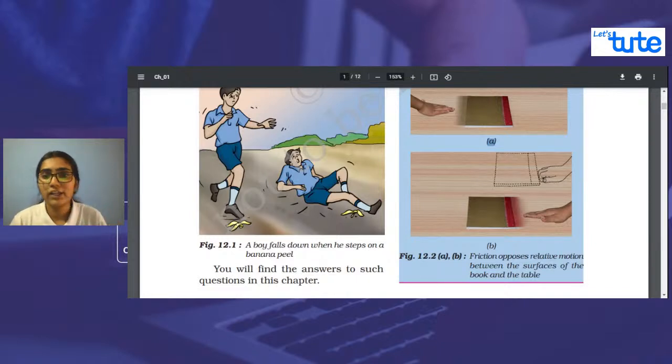So, point number one, you have to know that friction acts when two surfaces are in contact. Friction is an opposing force, it acts in the opposite direction, and friction opposes the motion between two objects. So if there are two objects, friction opposes relative motion. See, it's given there. Friction will oppose relative motion. So if something is moving, friction will try to bring it to rest.